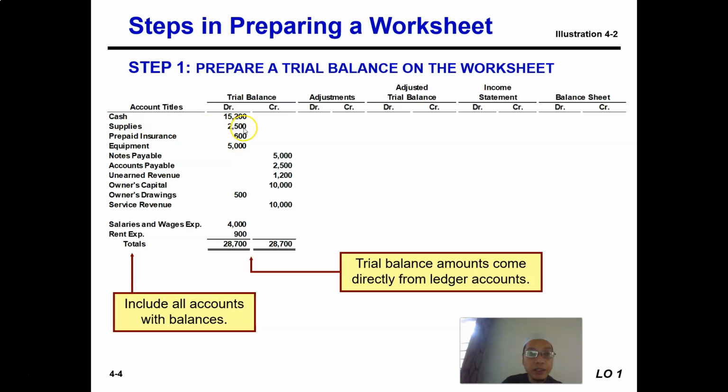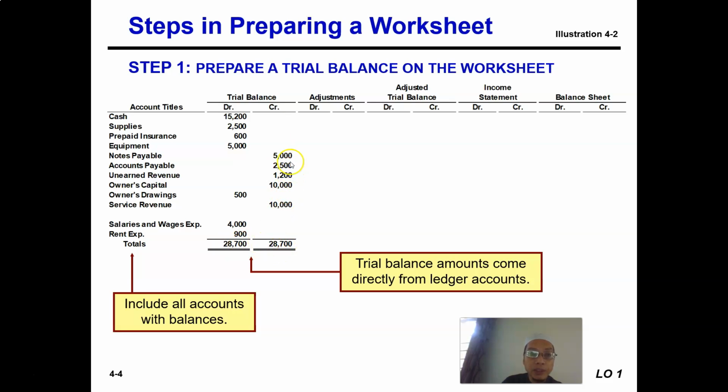Then we put in supplies 2,500, prepaid insurance, and we also have some accounts with credit balances. We will take all those balances and put them into the credit column of the trial balance. After doing it for all of the accounts, we will add a row at the bottom for the totals, and put in the appropriate underlines. It should balance: the total of the debit side of the trial balance should equal the total of the credit side.